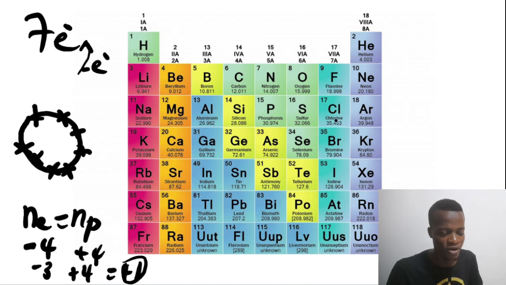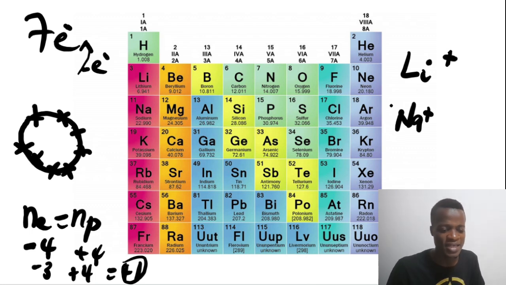So if I take lithium, for example, lithium will have Li+, sodium will have Na+. So this is their stable form. They form ions then. So a group 1 element tends to lose 1 electron to become stable.